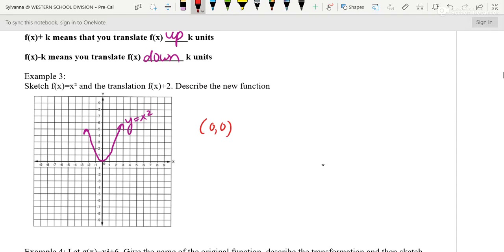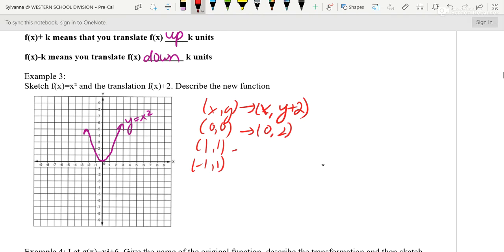So just to be formal about this, I can find the points of my original, and I want to transform it so that I'm going 2 up in my y. So x will stay the same, and then I'm going to have to add 2 to my y. So my new points are 0, 2, 1, 3, and -1, 3. So then it's going to look something like this. And this is my new function.